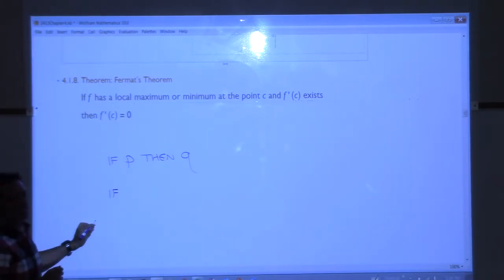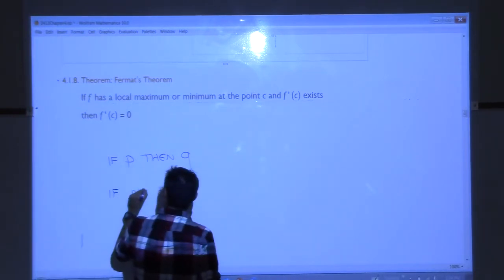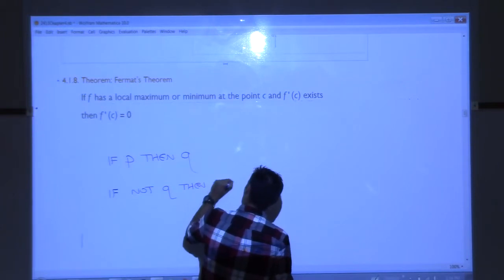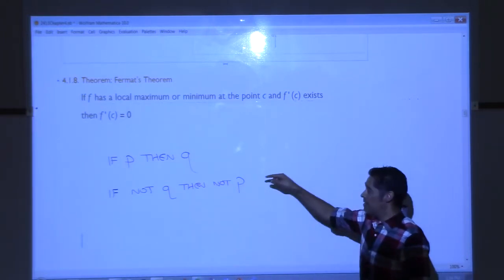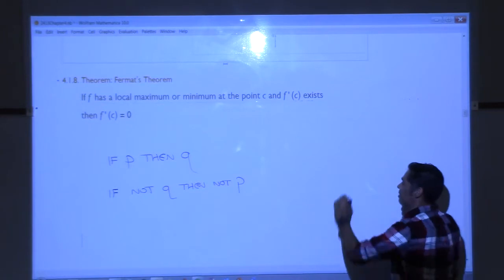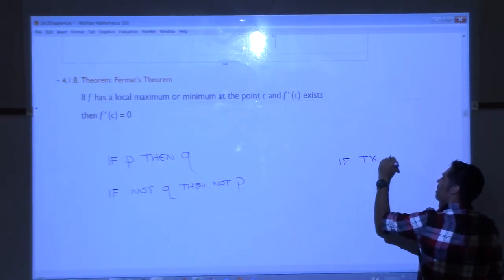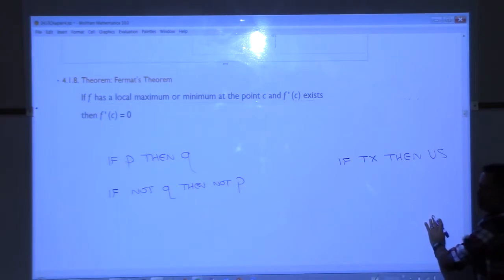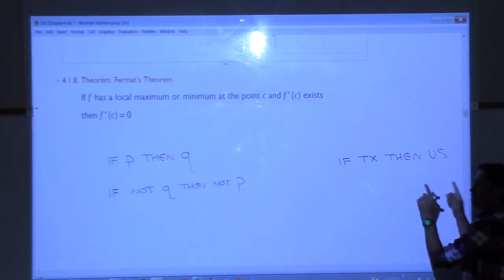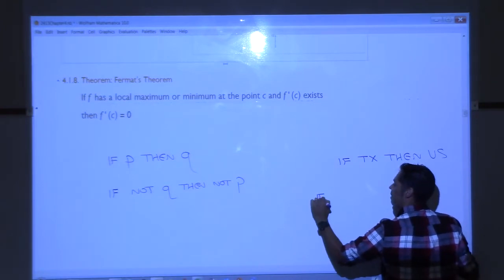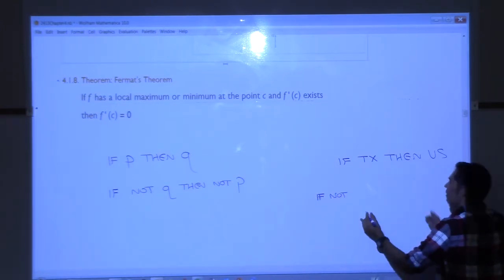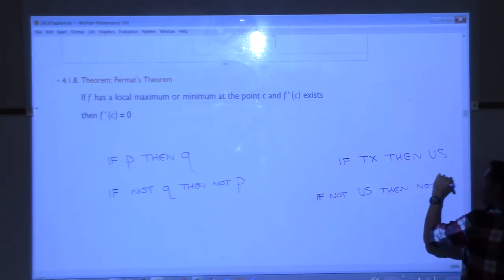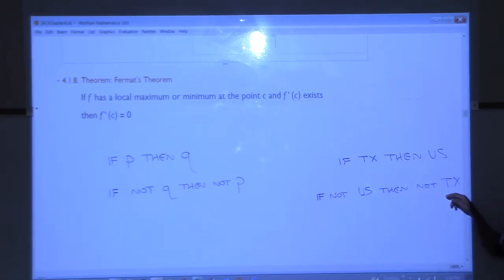If not Q, then not P. If not Q, then not P. That's logically equivalent. Now let's do the Texas thing. If you're from Texas, then you're a US citizen. Everyone agree with that? Right? So that's true. Okay, a logically equivalent statement to that would be if you're not what? In the US, then you're not in Texas. These are logically equivalent.